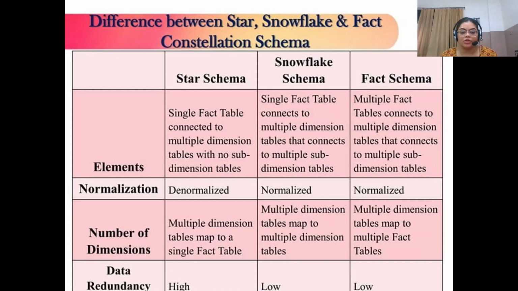In terms of number of dimensions, star schema has multiple dimension tables mapped to a single fact table, whereas snowflake schema has multiple dimension tables mapped to multiple dimensional tables, and fact schema has multiple dimensional tables mapped to multiple fact tables. So आपने देखा ये मल्टीपल डायमेंशनल टेबल्स को मैप करेगा सिंगल फैक्ट टेबल, उधर मल्टीपल डायमेंशनल टेबल्स हैं और इधर मल्टीपल डायमेंशनल टेबल्स मैप टू मल्टीपल फैक्ट टेबल्स.